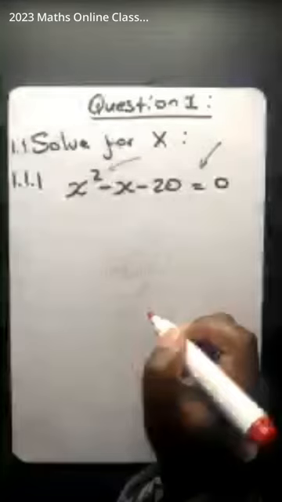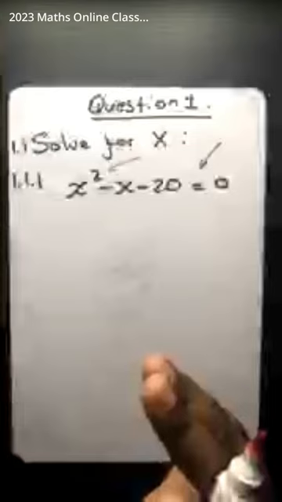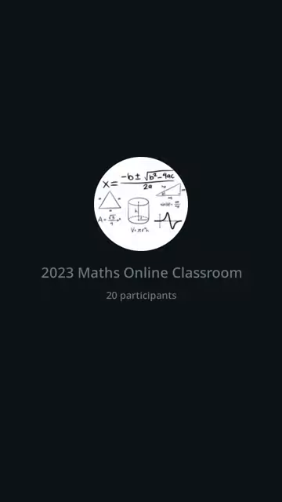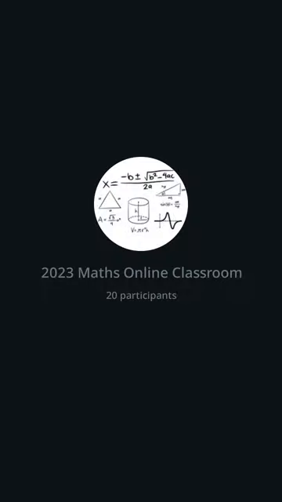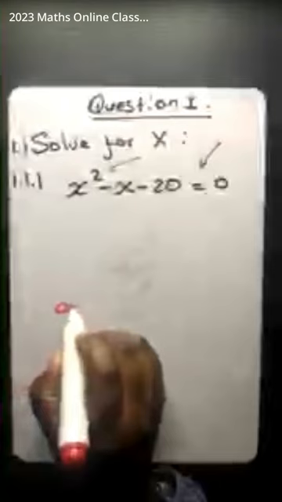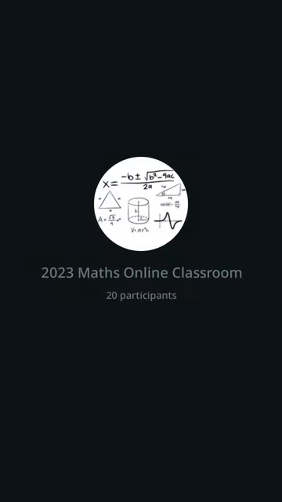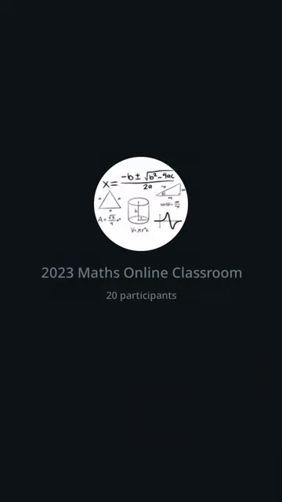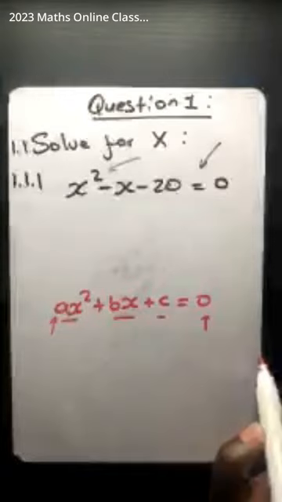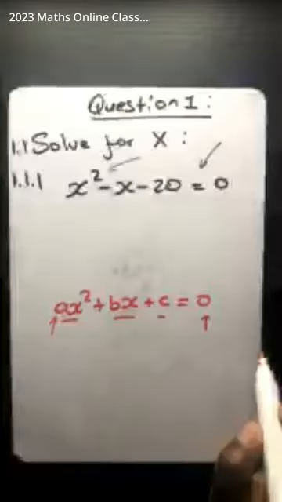The moment you've got a quadratic equation, ask yourself this question: is it in the standard form? If the answer is no, you need to put it in the standard form. Remember, this is how it should be: you need to have a positive a value, in that format, and everything has to be equated to zero. That's how you know it is in the standard form. Very, very important, ladies and gentlemen.